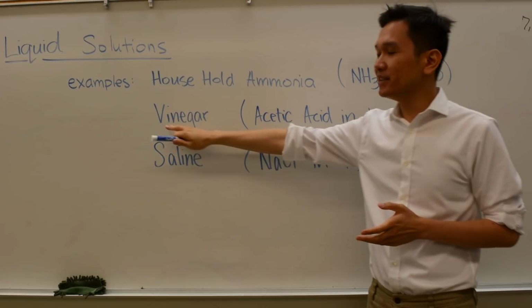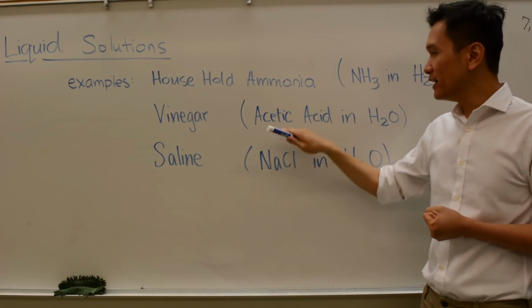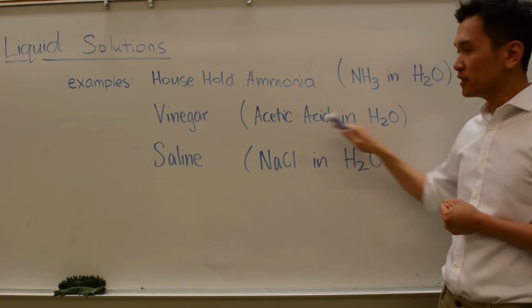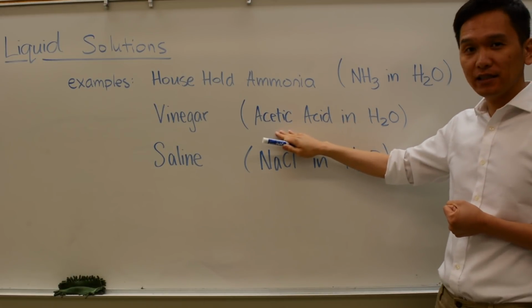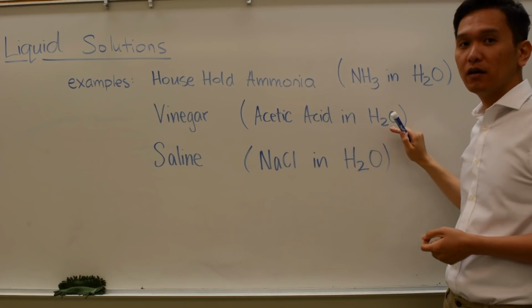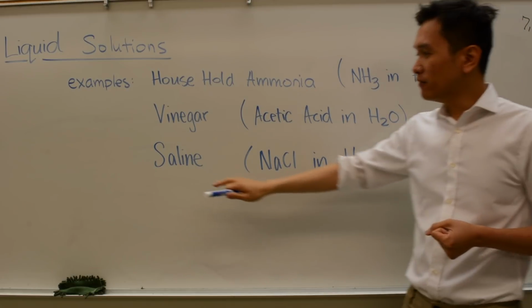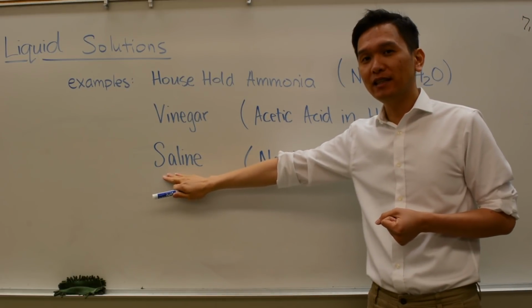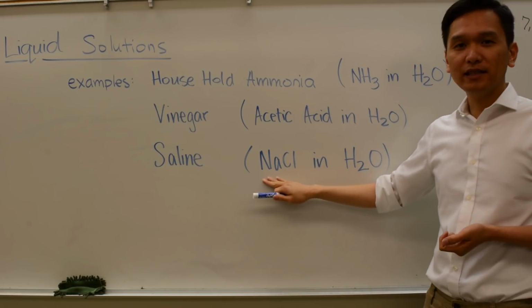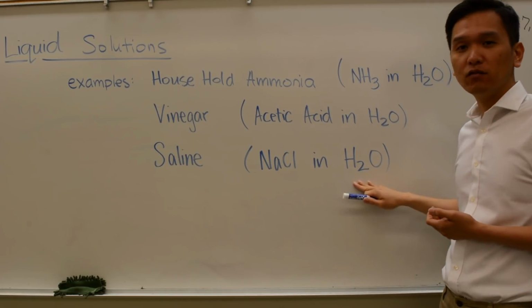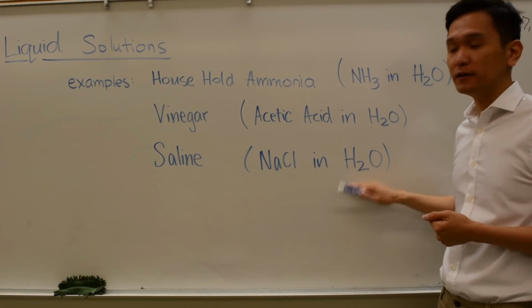Our next example here is vinegar. Vinegar is actually composed of acetic acid and water. A small amount of acetic acid in a large amount of water. So acetic acid is your solute, water is your solvent. And finally here, our last example is saline. Saline or seawater is basically NaCl, sodium chloride, dissolved in water. So again, sodium chloride will be your solute and water will be your solvent.